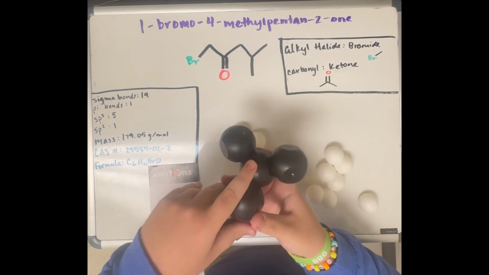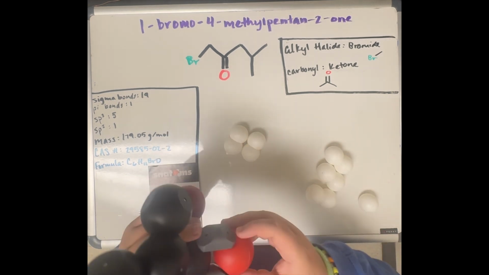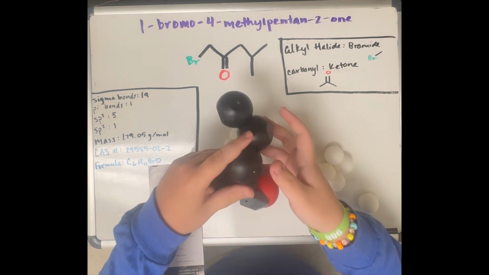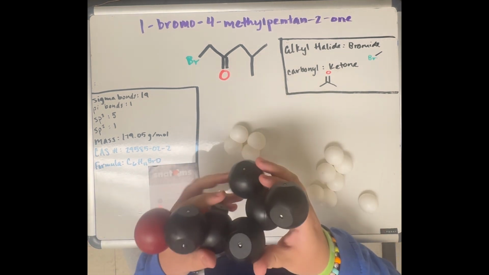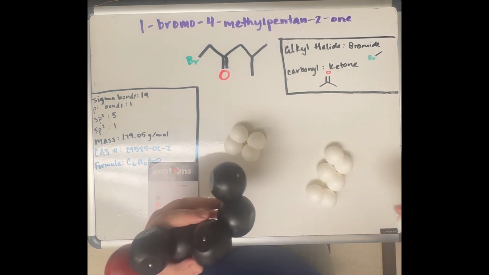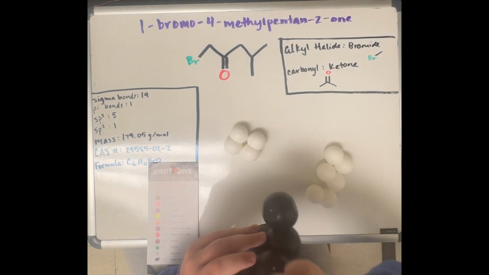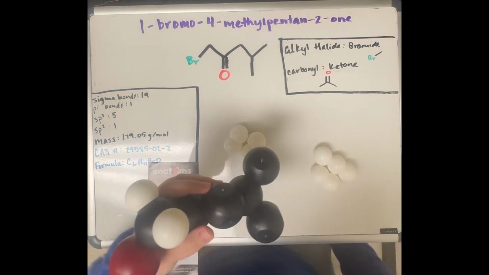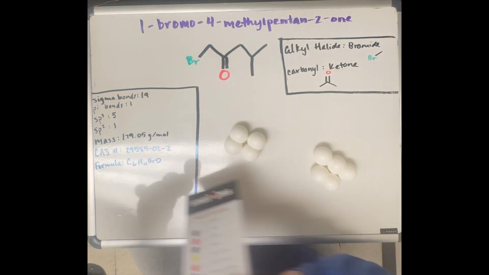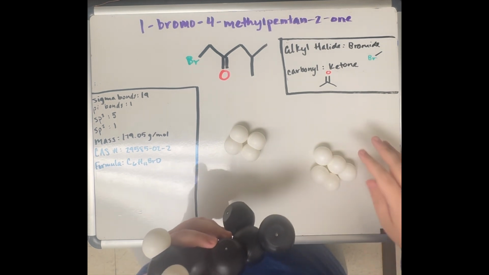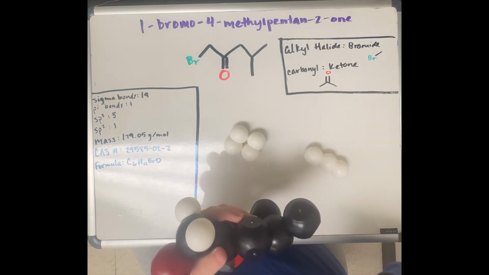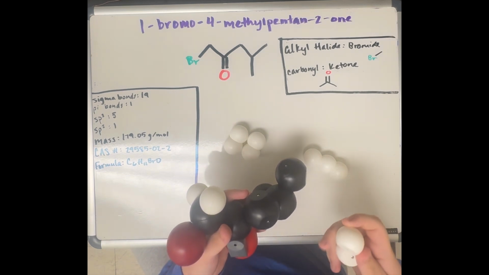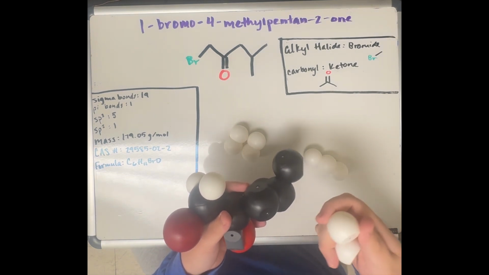There you go. There we go. Alright. Now I'm going to add all my hydrogens. So on this first carbon, there's going to be 1, 2, which makes it sp3 hybridized. On the second one, I don't have any hydrogens, so that makes it sp2 hybridized.